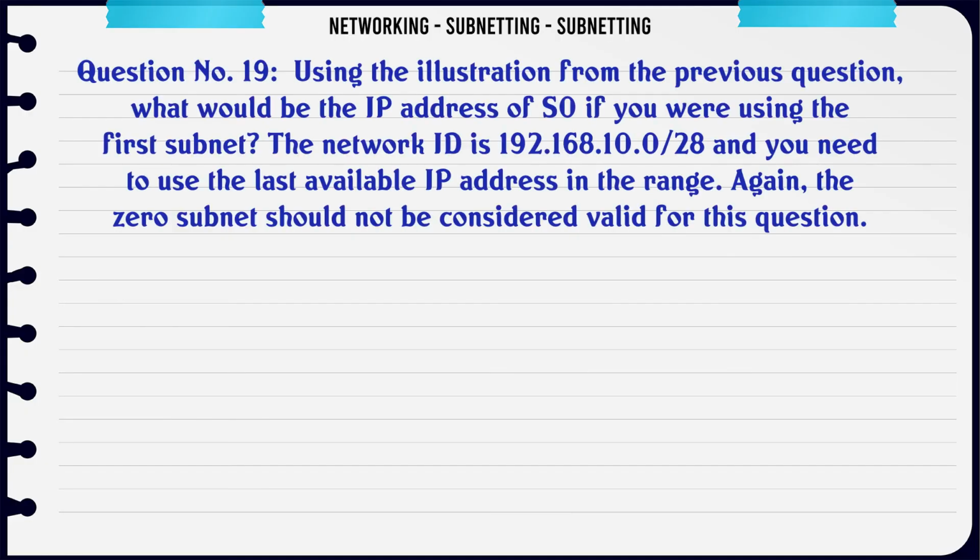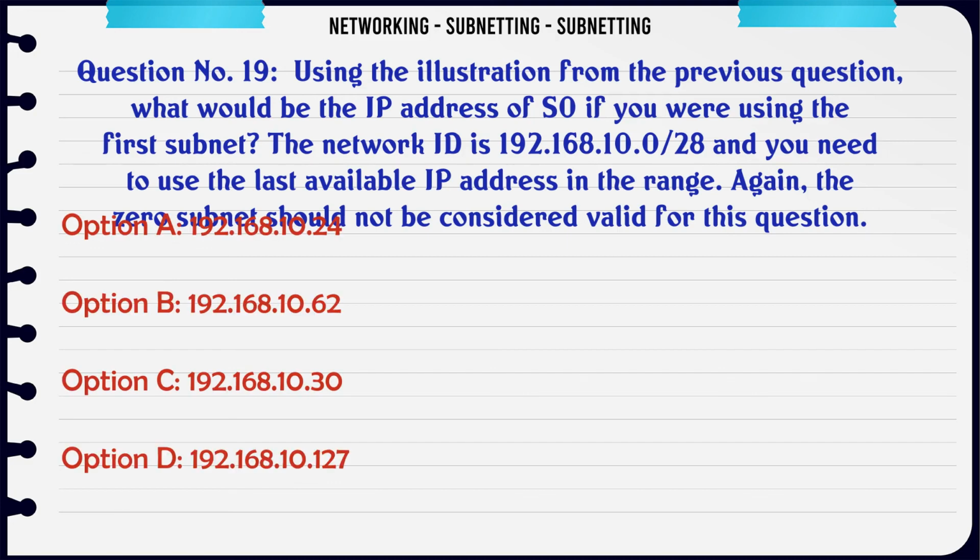Using the illustration from the previous question, what would be the IP address of S0 if you were using the first subnet? The network ID is 192.168.10.0/28 and you need to use the last available IP address in the range. Again, the 0 subnet should not be considered valid for this question. A. 192.168.10.24, B. 192.168.10.62, C. 192.168.10.30, D. 192.168.10.127.